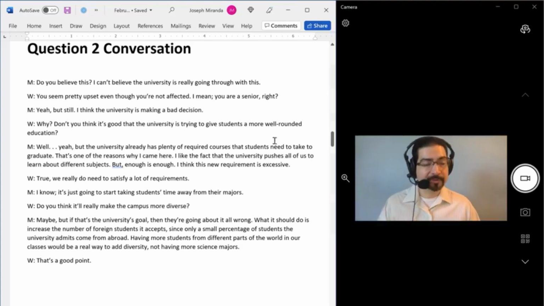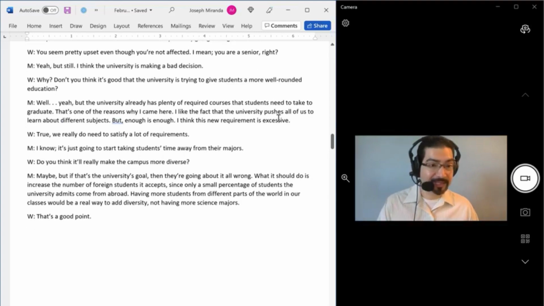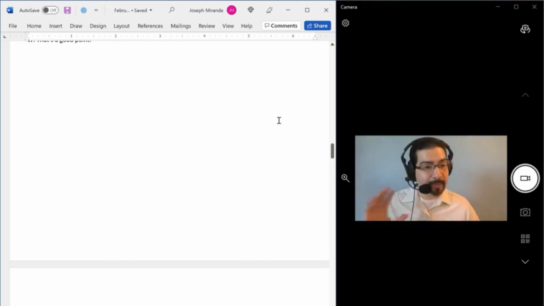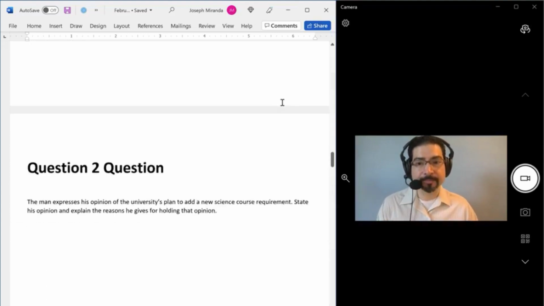So of course I have the transcript on the screen so that I can read it out loud to you, but you don't get that on the TOEFL. You only hear it once, you get to take your notes, and you see how it perfectly matches the reading. It always will. And now your question.